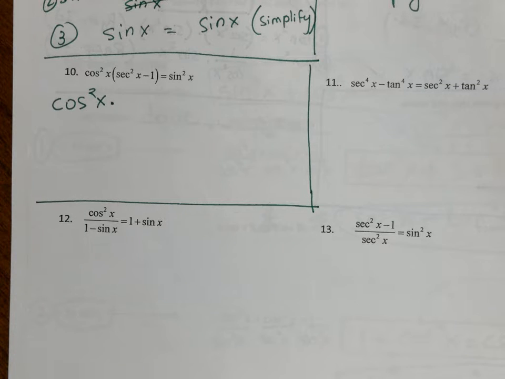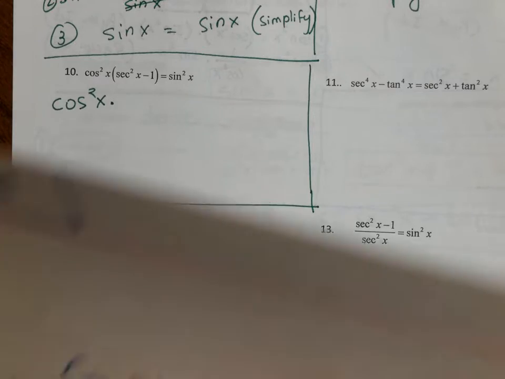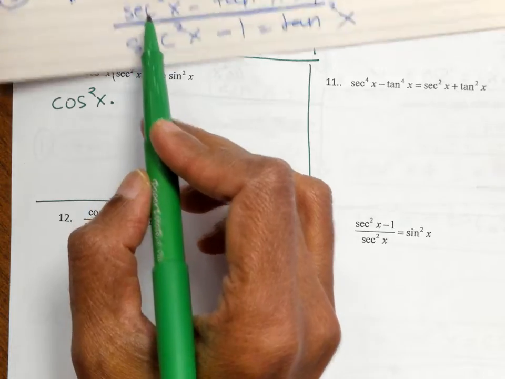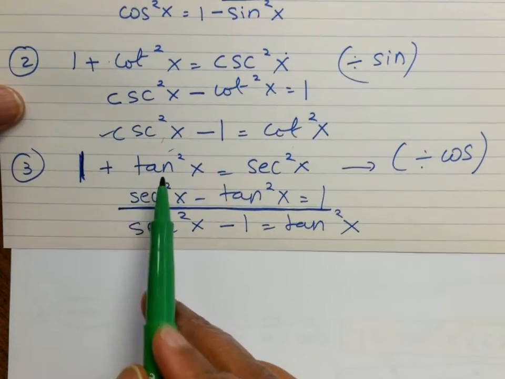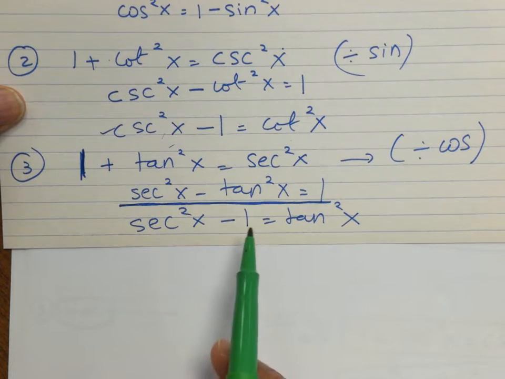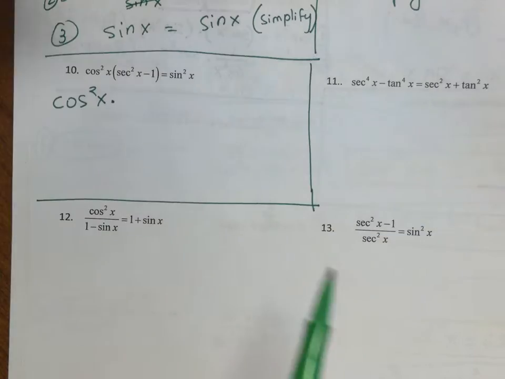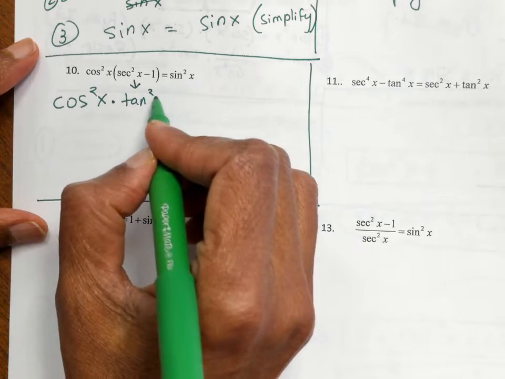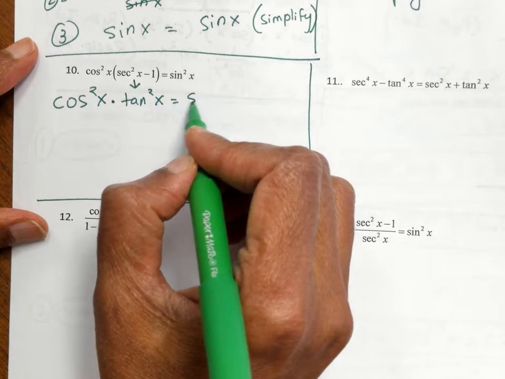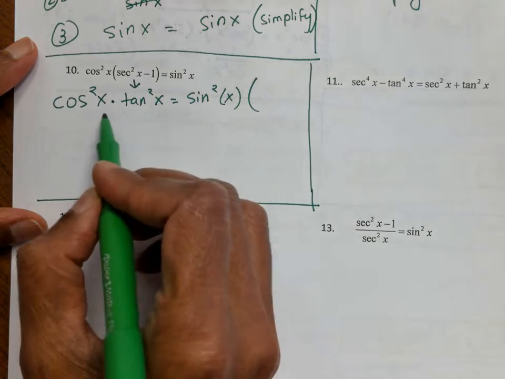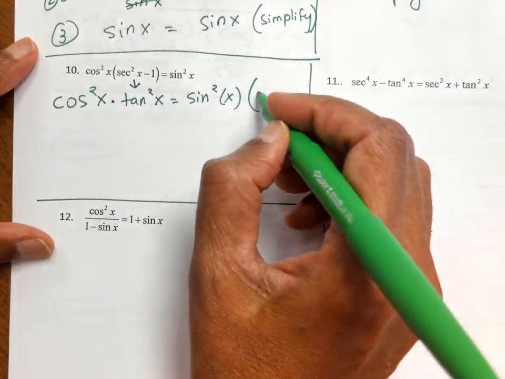I want to look at my Pythagorean ID statements and see if there's anything that looks like secant square x minus 1. So it does. Here we go. My third one, which is 1 plus tan square equals secant square, can be rewritten as secant square x minus 1 equals tan square. So I will replace this with tan square x, and my right hand side stays the same. From here to here, I used Pythagorean ID.